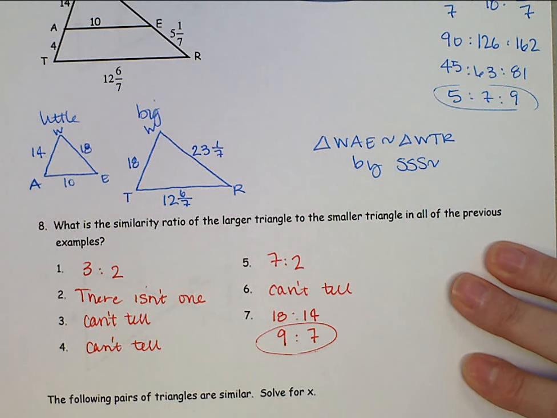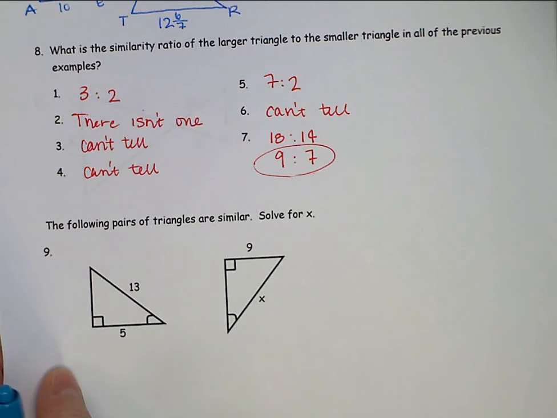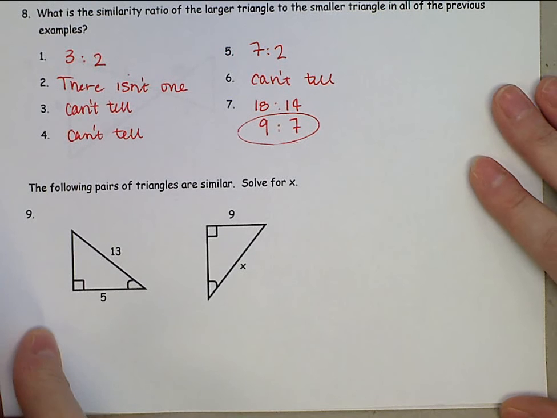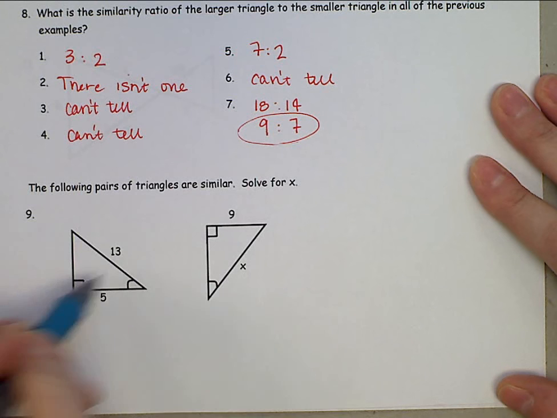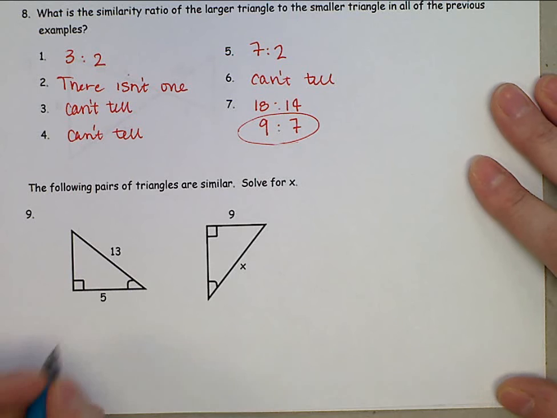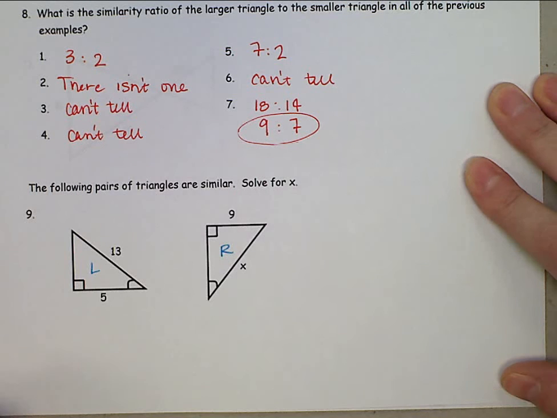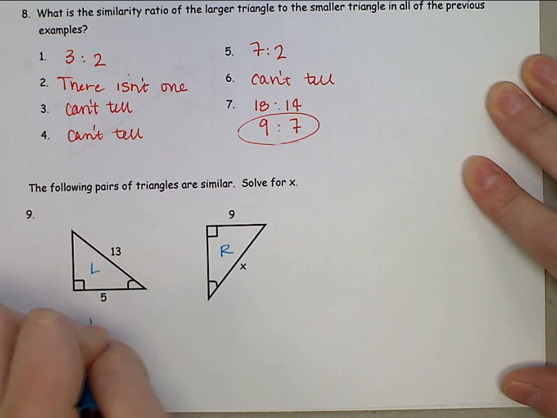Okay. Number 9. It says the following pairs of triangles are similar. We need to solve for x. Okay. So it looks like we've got these two angles. That's how we could prove that they're similar, right? Angle-angle similarity. We've got two sets of angles marked congruent. So let's set up a proportion, and we're going to just do left to right. I'm going to go left over right.